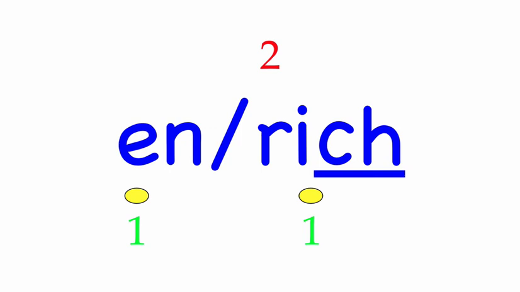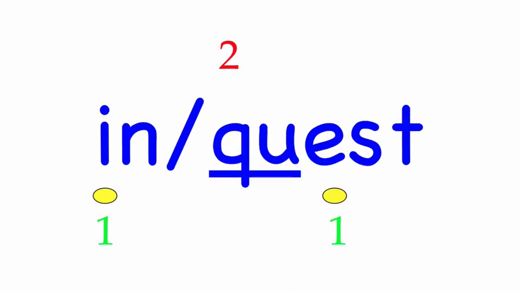Inquest. The police will conduct an inquest into the crime. Inquest. In, 2 sounds: i, n. Quest, 5 sounds: first two sounds, kw, then e, s, t. In, quest. Mark the word.